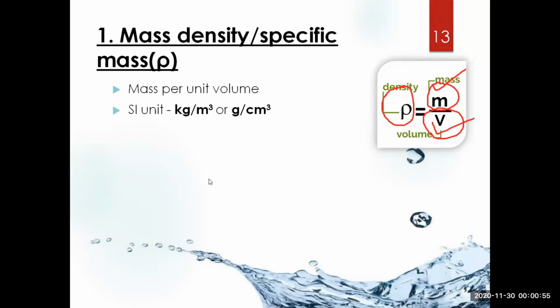Next, what is the unit for mass density? The formula for mass density is rho, which is mass by volume. We know the unit for mass is kg, whereas for volume, the unit is meter cube. So the SI unit for mass density rho is kg per meter cube or gram per centimeter cube. In terms of the MKS system, it is kg per meter cube, whereas in the CGS system, it is gram per centimeter cube.